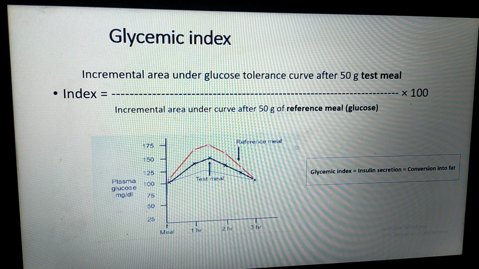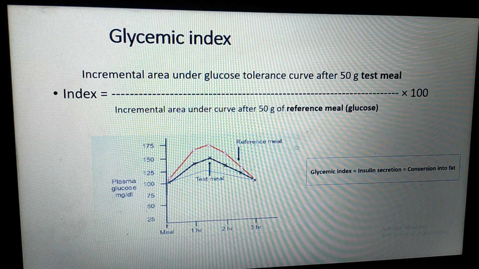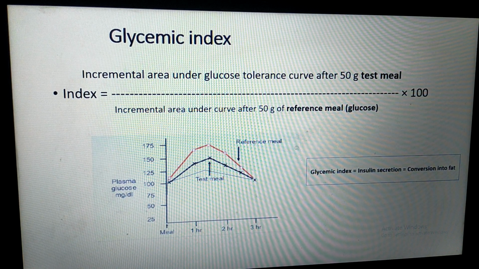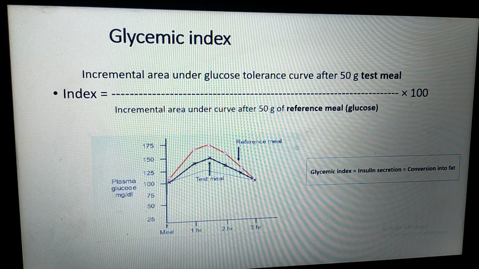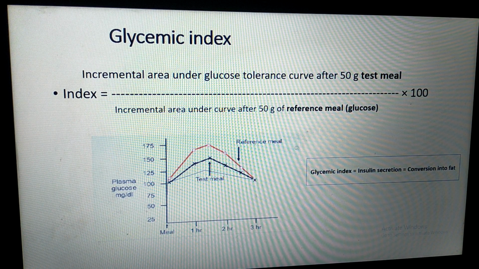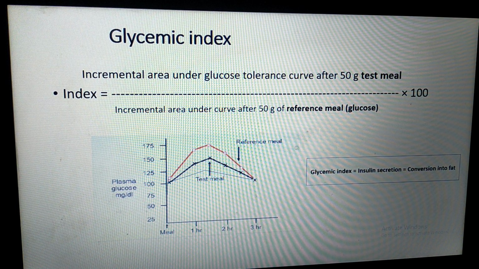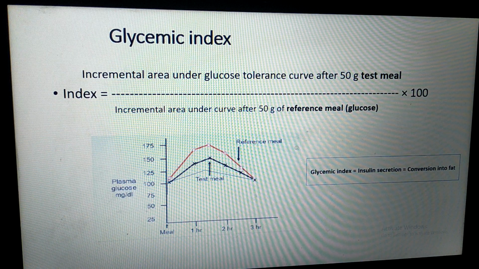This gives you the value of the glycemic index of a particular food, and I have already told you that the glycemic index of glucose, which is the reference meal, is considered the highest, and other foods have glycemic index less than 100. Here the red line shows the graph of glucose, which is highest, whereas the two graphs below it show two different test meals that are given.